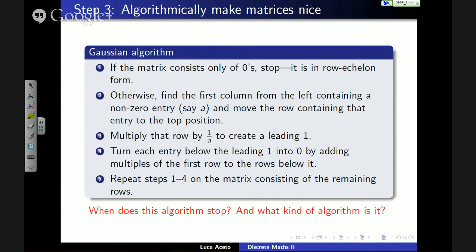Once we've done that, we want to turn the A, which is the first non-zero entry, into a 1. How do we do it? By applying an elementary operation. Multiply that row by 1 over A to create a leading 1. Because we want every first non-zero entry to be a 1. If it's not a 1, we make it a 1.